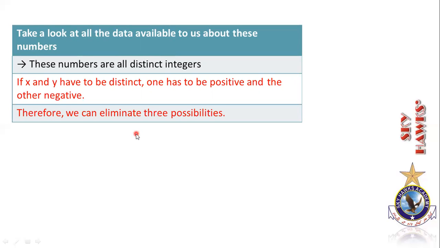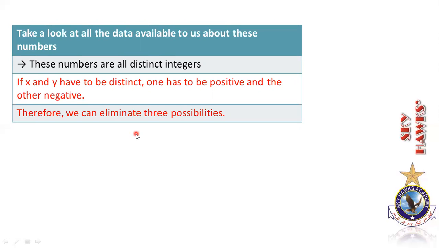The next is, therefore, we can eliminate three possibilities. I have told you already that out of those four possibilities, they cannot be zero, that is one possibility; they cannot be both positive, the second possibility; they cannot be both negative, the third possibility. So we can eliminate three possibilities. Are you with me at this time? What are those three possibilities? Be quick. Both of them zero, not possible; both of them negative, both of them positive. So we have eliminated those, and we have only the fourth choice left.